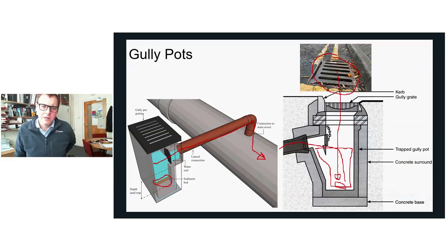The issue is that a lot of organic material ends up in these things. The gully then becomes a reactor for pollutants. When the rainfall comes in, a lot of the material in the gully pot gets mobilised and it gets washed into the drain and potentially into a watercourse if it's a surface water network, where it can cause problems.